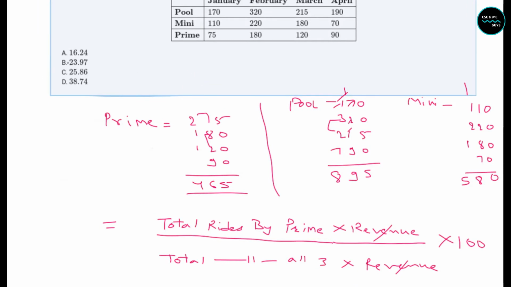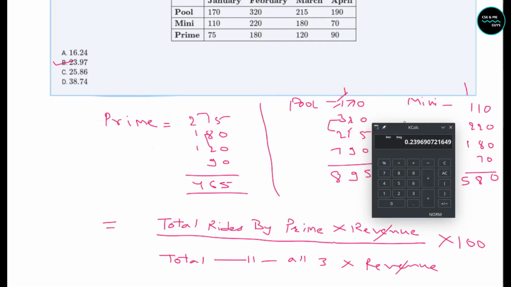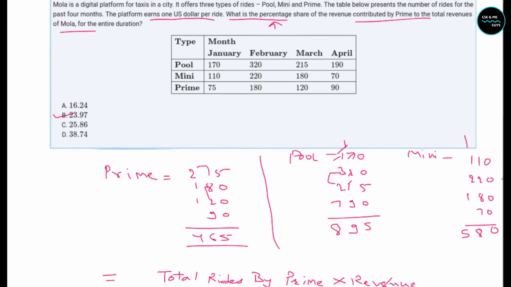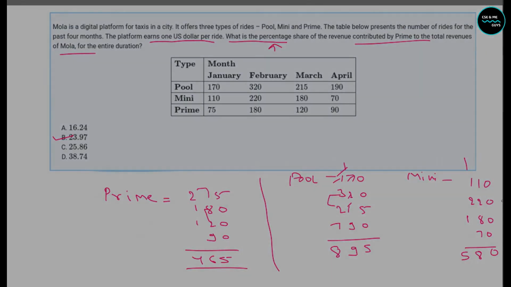So 23.96 is near 23.97. If you look at the next digit, which is 9, they just rounded it off to 7. Okay, this was the answer for this question. Let's look at the next question.